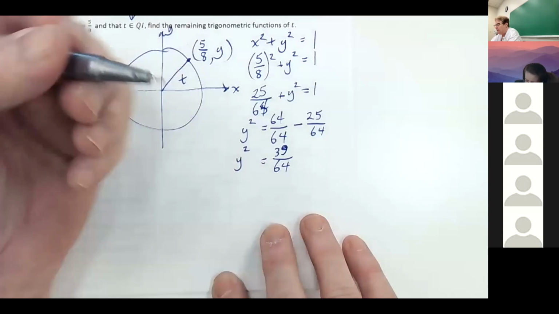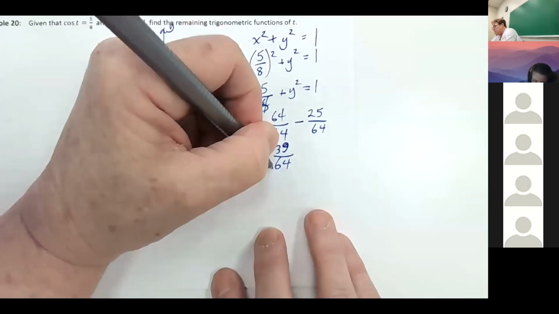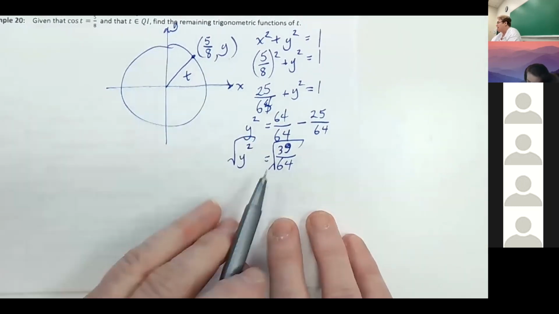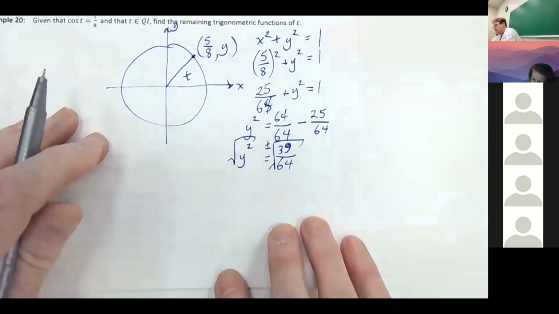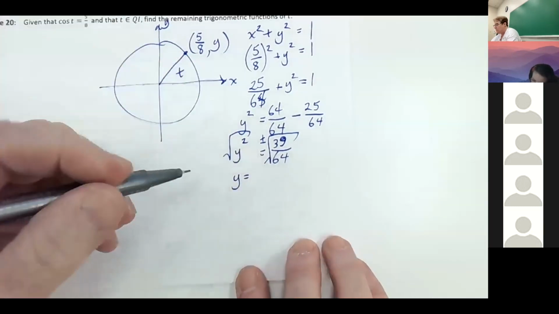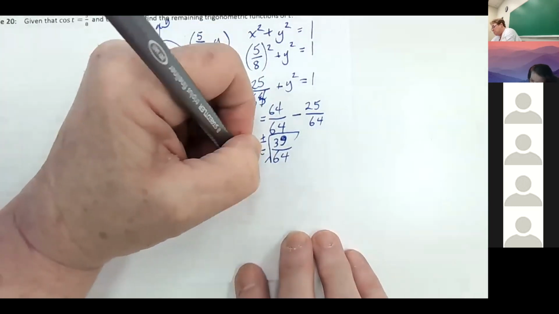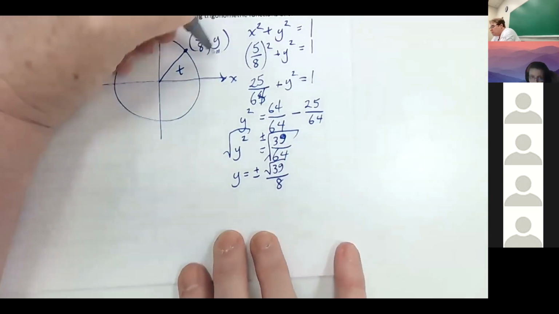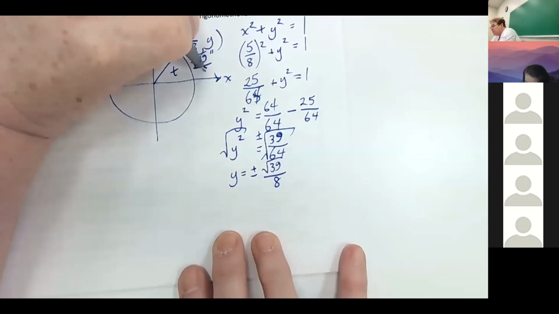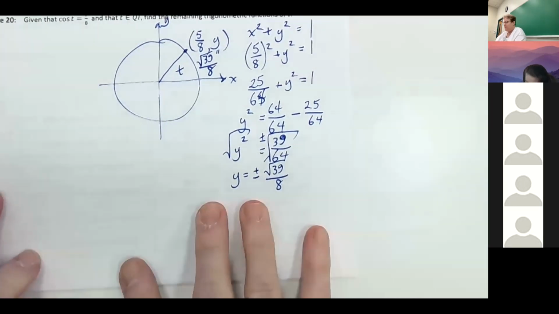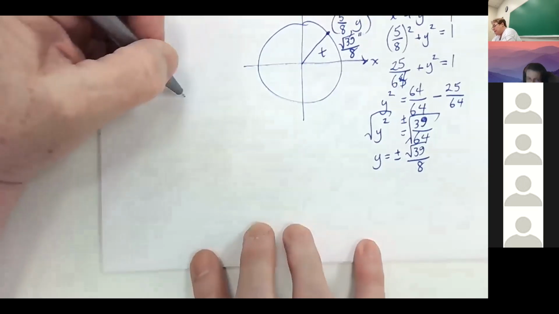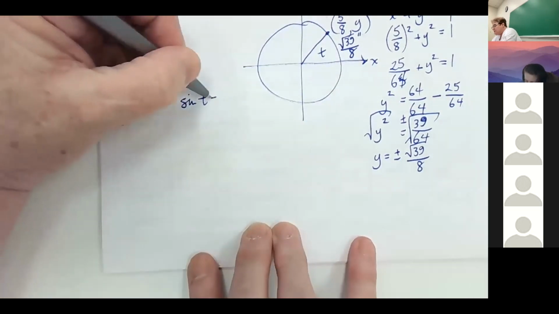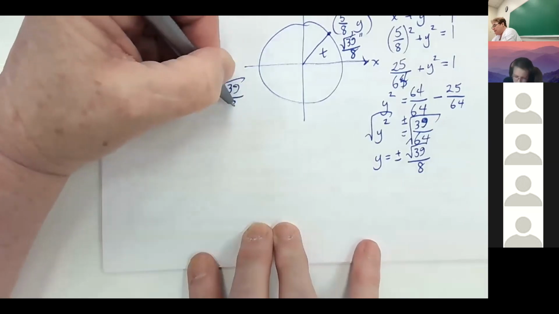And how can we find y? All right. And even though we know y is in the first quadrant, we're pretending we don't know that yet. So we still have to put plus or minus. So would it be the square root of 39/8? Yes, very good. And let's just go through the rest. We know that the sine of t is the square root of 39/8.